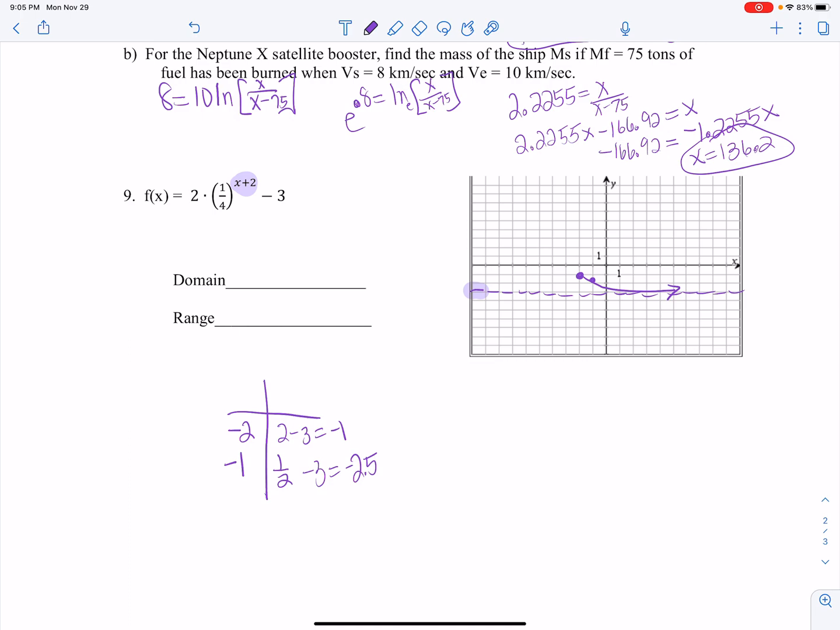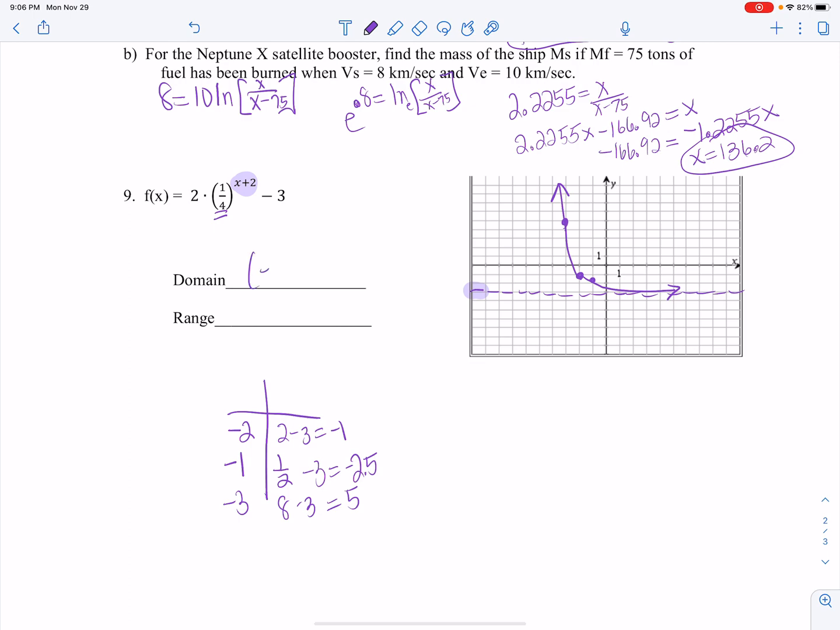Okay, and then I think about what would make it a -1. So that would be a -3. If I put in -3, that would be 4, because it's a -1. So it's 8 minus 3, so that would be 5. So I would have a point at (-3, 5). How did I know it was a decay? Because the number inside of the parentheses was less than 1.